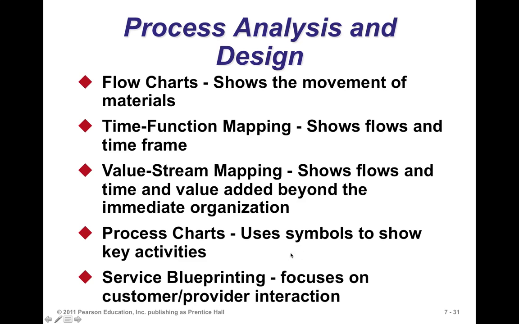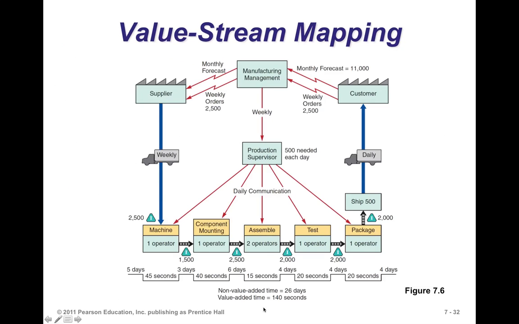Process charts basically use symbols to tell you what kind of activities are taking place at each stage. And then service blueprinting is a tool that's used for you to map the flow of a service, but also to be cognizant of the customer interaction in that service as well. I'm not going to spend too much time on these tools. You could certainly review them for yourself.